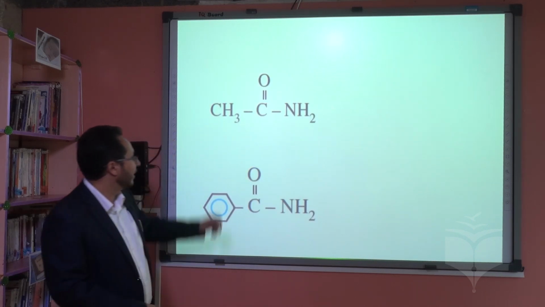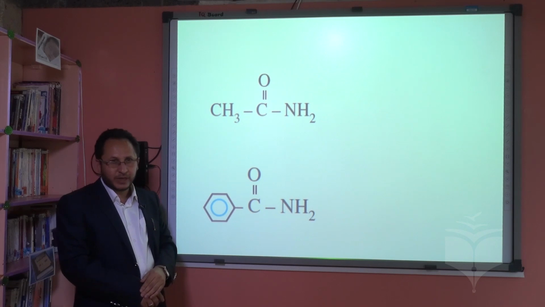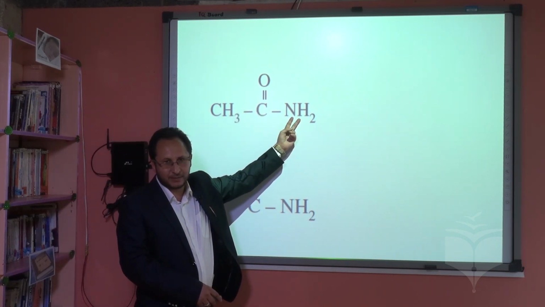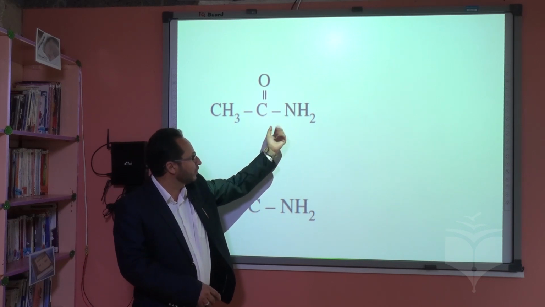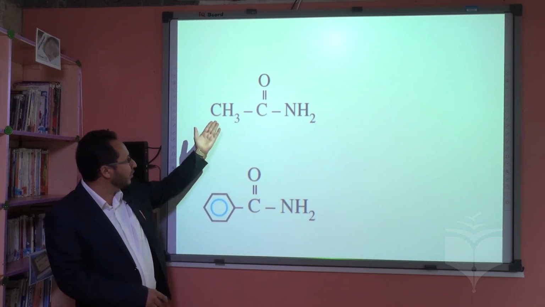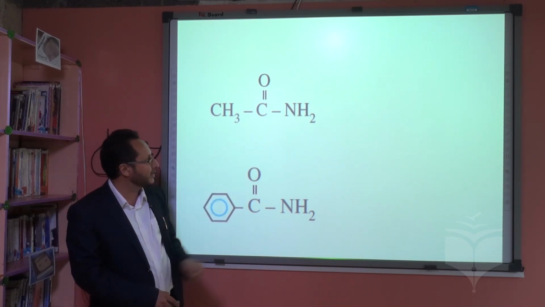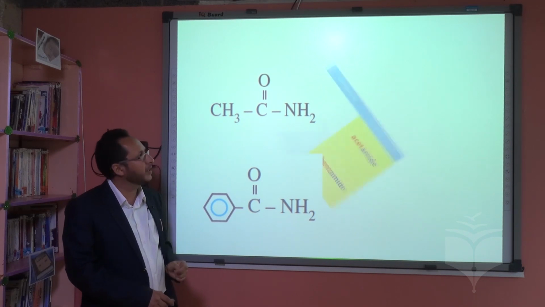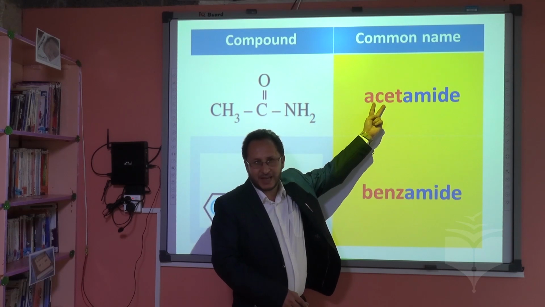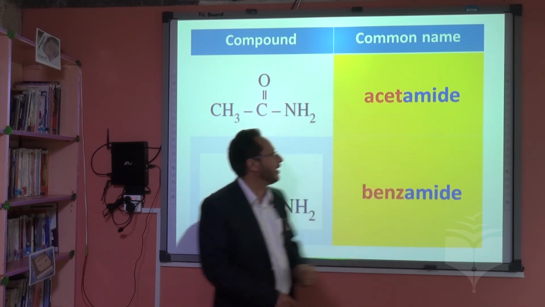Examples. Here we have CH3C double bond O NH2. It was CH3C double bond O OH as acid. But if it is replaced by NH2, it becomes amide. In the acid, we call it acetic acid. So remove "ic acid" and replace it by amide. So the name gets acetamide. It comes from the acetic acid, then remove "ic acid" and replace it by amide.